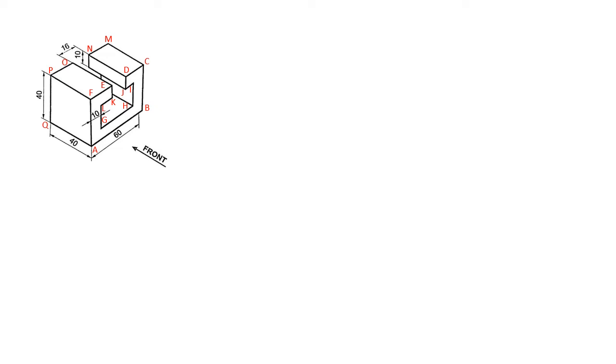Hello everyone, today we are going to draw the orthographic projection of this object. At first we will draw a reference line XY, on which the vertical plane and horizontal plane intersect. In the front view, if we look from this side, we can see this surface, that is ABCDEF.